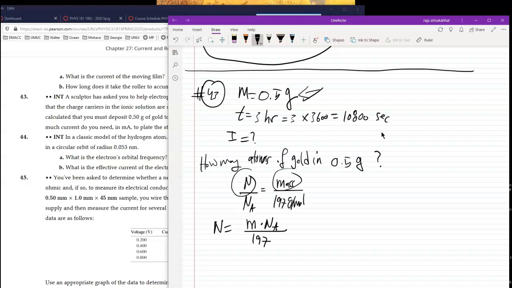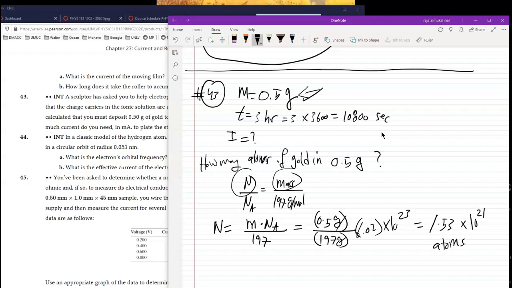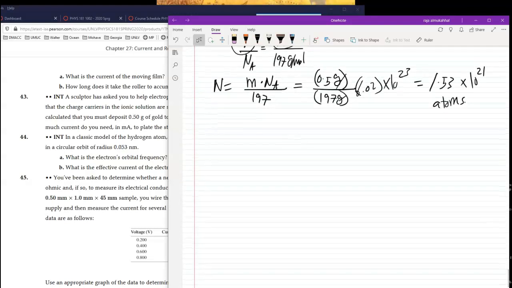Okay, and then we just calculate that. So I have 0.5 gram divided by 197 gram. I don't need to convert, they're going to cancel out. Times Avogadro's number. What's Avogadro's number? I forgot. Look it up. Avogadro's number 6.02 times 10 to the 23, and then we calculate how many atoms there are. It is 1.53 times 10 to the 21 atoms, or ions, whatever you want to call them. Okay, got it so far?